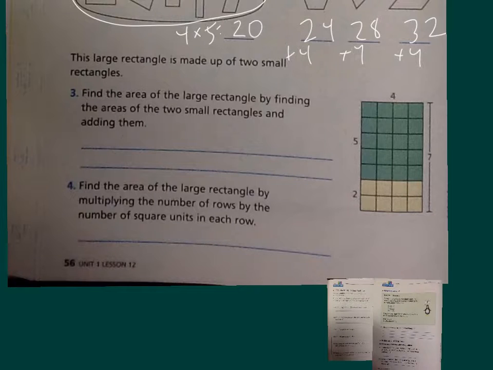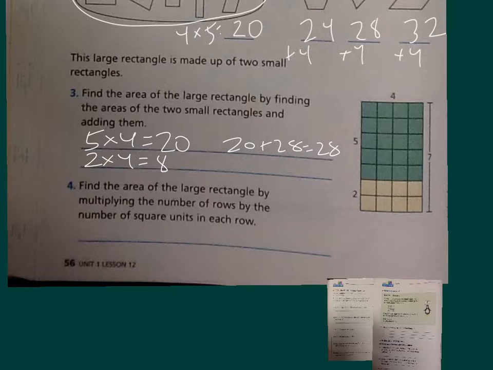Next one says this large rectangle is made up of 2 small rectangles. Find the area of the large rectangle by finding the areas of the 2 small rectangles and adding them. So we see 2 in here. This kind of does the fifth count by strategy too. Our first one is the one in green, which is 5 times 4. You know 5 times 4 equals 20. Our second one is in yellow or off-white, whatever you call it, which is 2 times 4, which equals 8. So then you would add 20 plus 8 to equal 28.